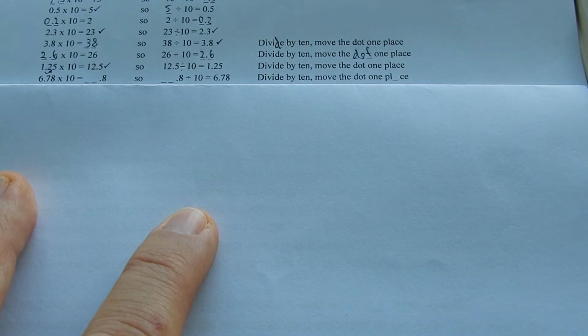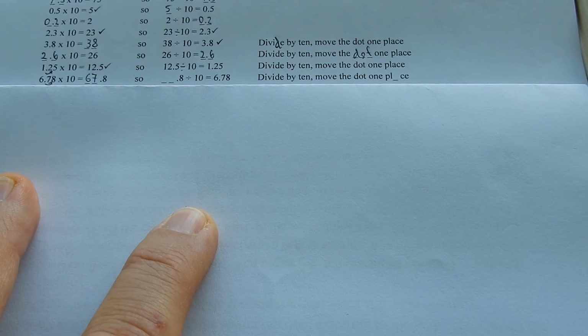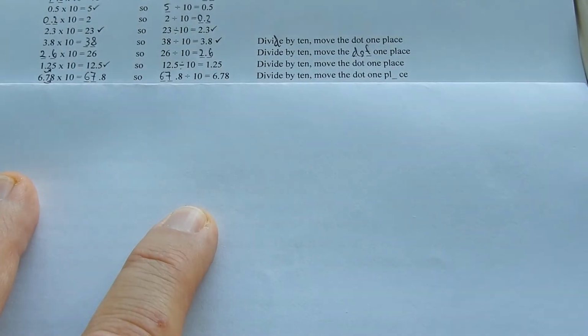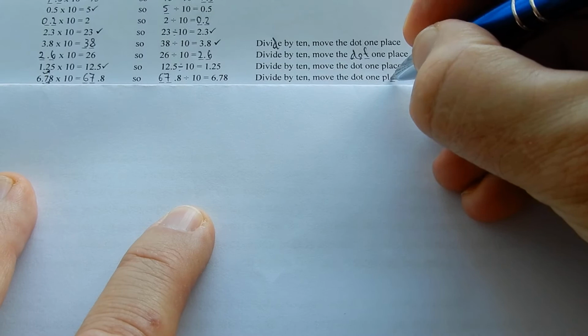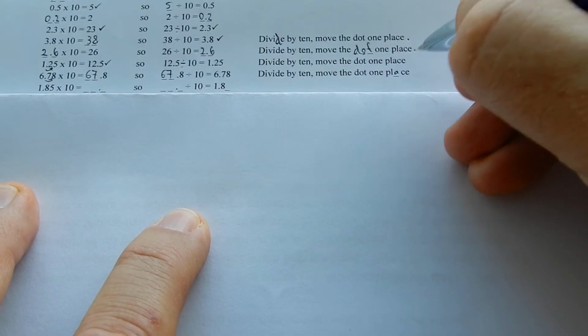6.78 times by 10, move the dot one place. 67.8. Something something divided by 10 is 6.78. 67.8 divided by 10. Divide by 10, move the dot one place. Oh, I think that should have a full stop there.